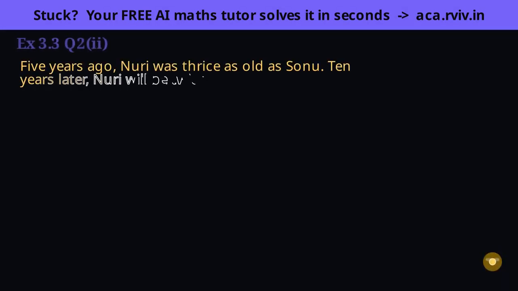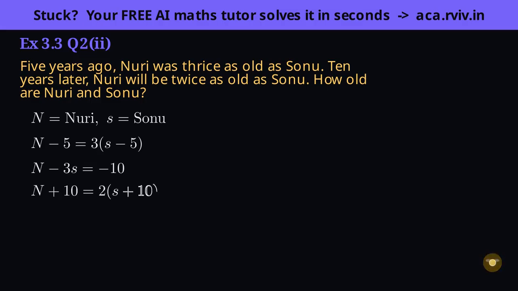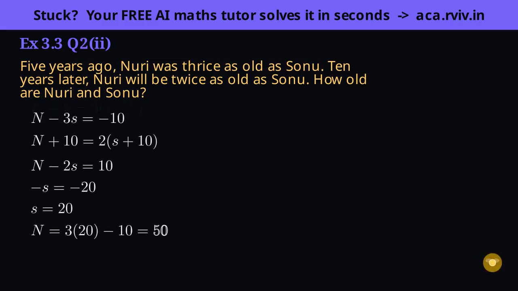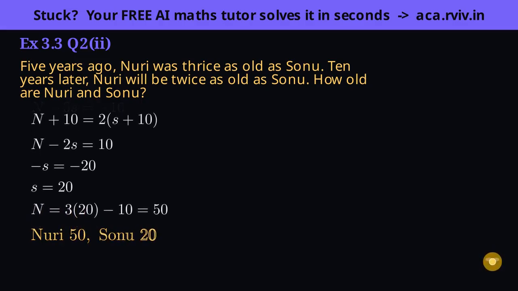Past and future, both measured from today. Setup: use present ages n and s, then shift by the stated years. 5 years ago subtracts 5. Nuri was 3 times Sanu. Tidy into standard form. 10 years later adds 10. Nuri will be twice Sanu. Tidy. Subtract to eliminate n. Solve for Sanu. Back substitute for Nuri. Insight: past and future both measured from today give 2 clean equations. Time shifts are your friend.